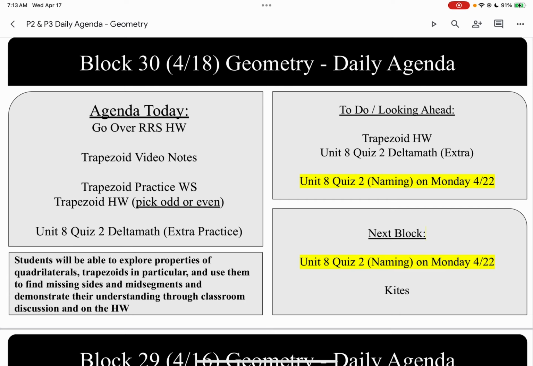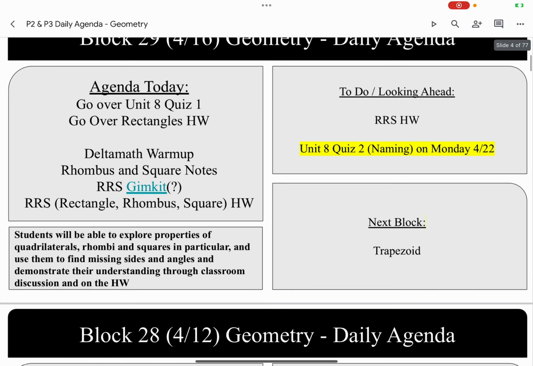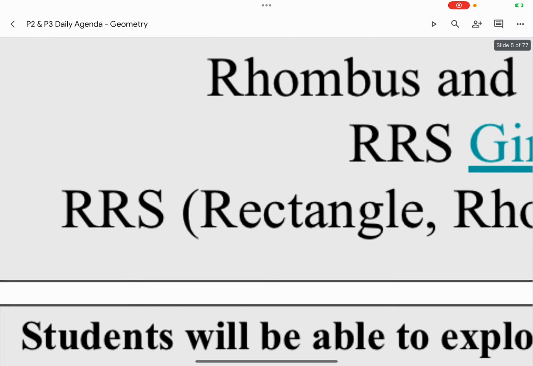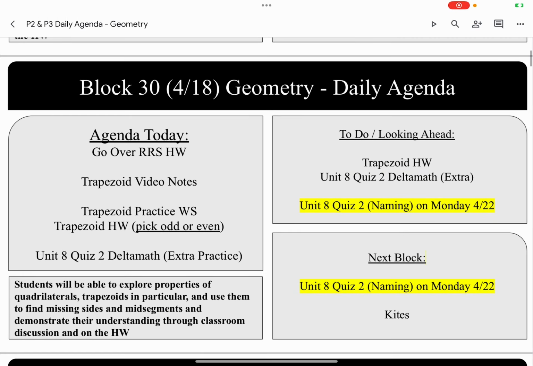So, last class we talked about our last type of parallelogram, rhombus and squares. Those were our special parallelograms. We had rectangles, rhombuses, squares, RRS.